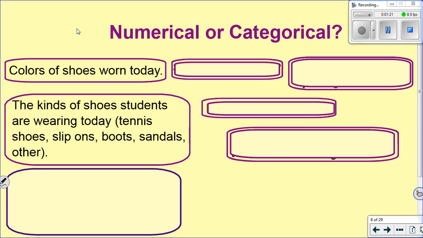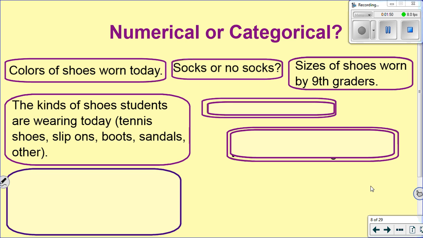The colors of shoes worn today. So can I use a number to quantify that? If I say colors of shoes, I'm saying red, purple, green, brown, right? That's not numerical data, that's categorical. So when I'm talking about colors, that would be categorical. Socks or no socks. Again, can I quantify that? If I'm saying you're wearing socks, you're not wearing socks, again, that's going to be categorical.